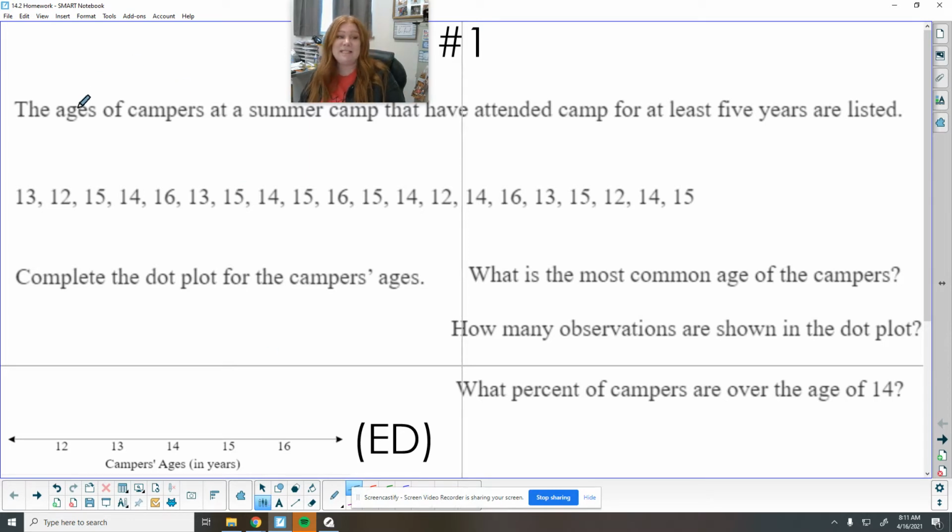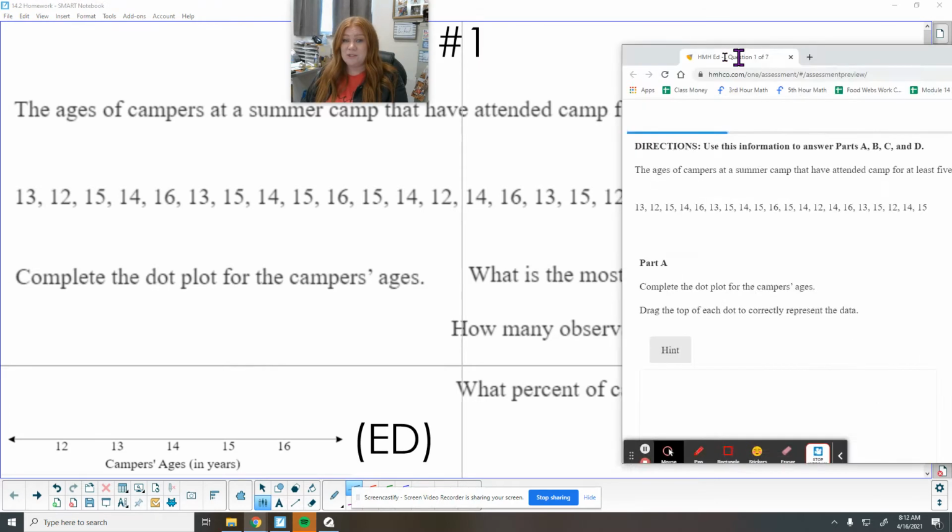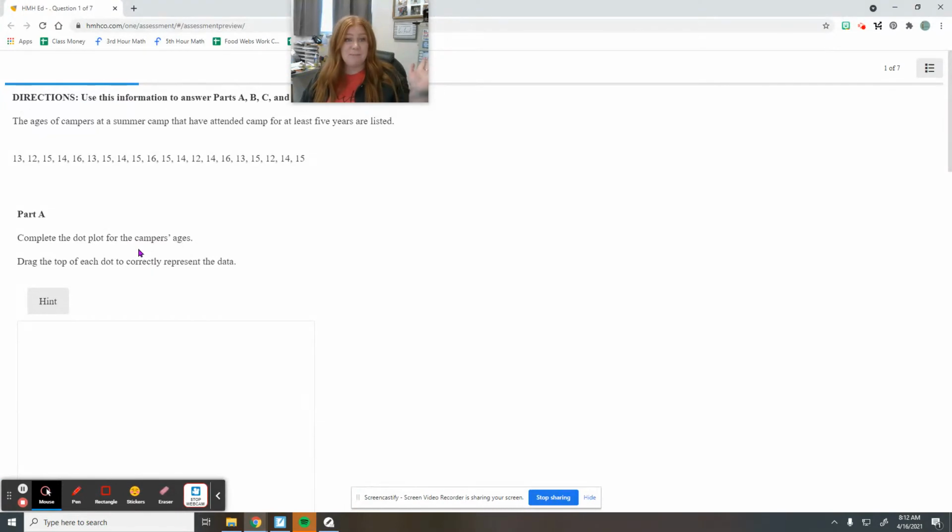Number one tells us that the age of campers at a summer camp that have attended camp for at least 5 years are listed. So, here's all of their ages, and we are going to complete the dot plot for the campers' ages. If you're doing it on paper, no big deal, just make your dot plot.